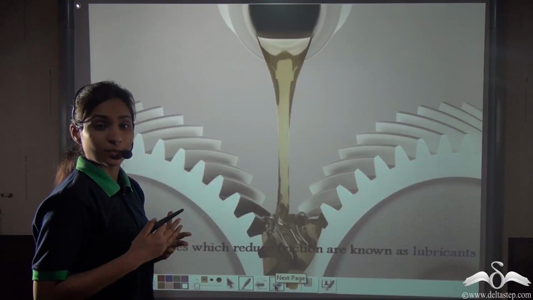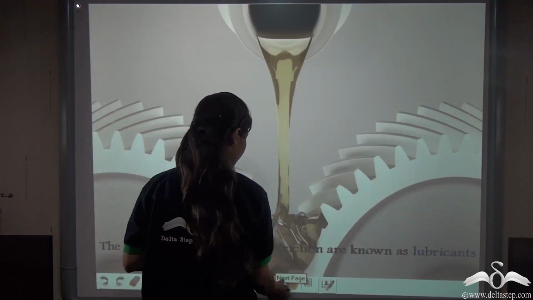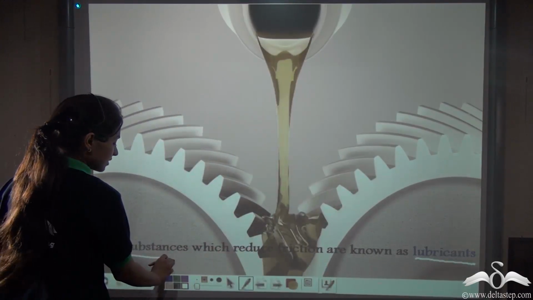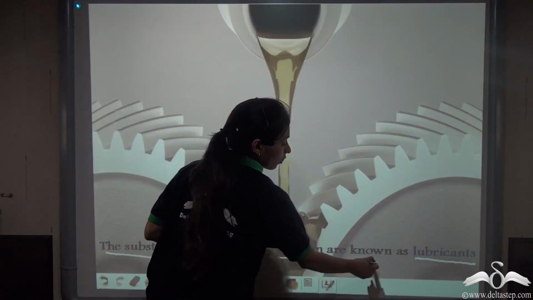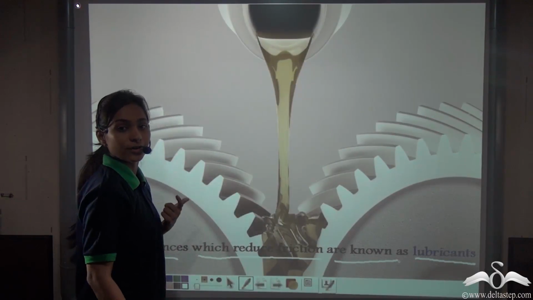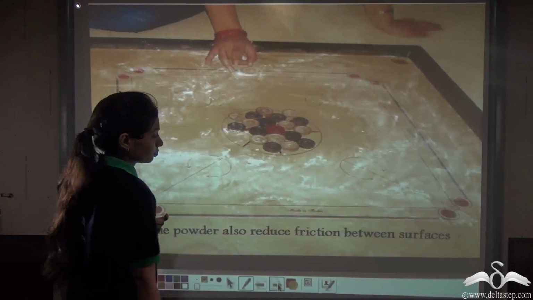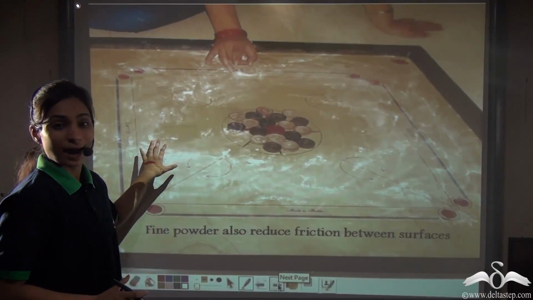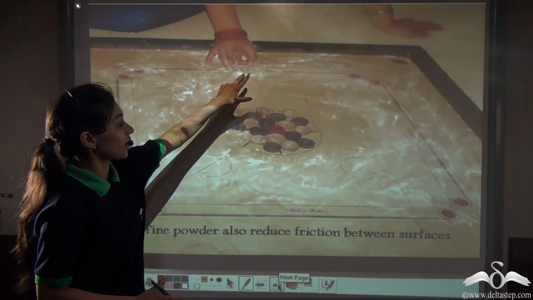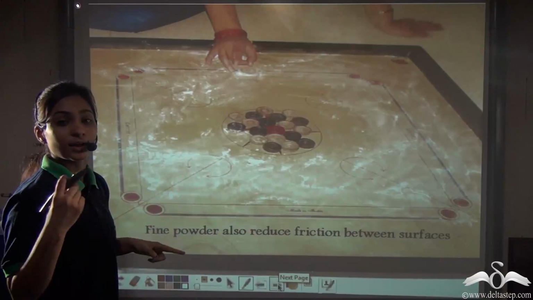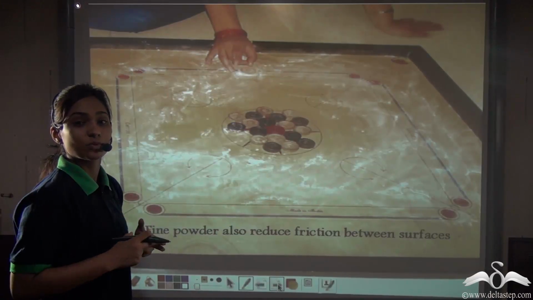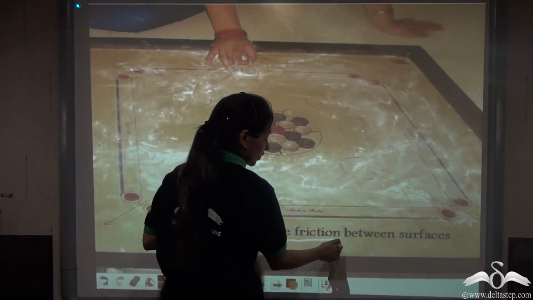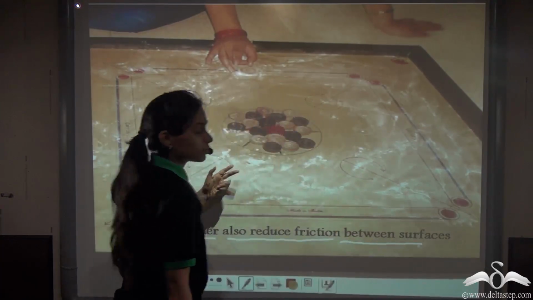Now this oil or grease that we are using is actually called lubricants. What are lubricants? The substances which reduce friction are called lubricants, such as oil or grease. This is why the fine powder that we use while playing carom reduces friction between the strikers, tokens and the board, which allows the striker to move very smoothly on the board. So this fine powder is also acting as a lubricant to reduce friction between the surfaces.